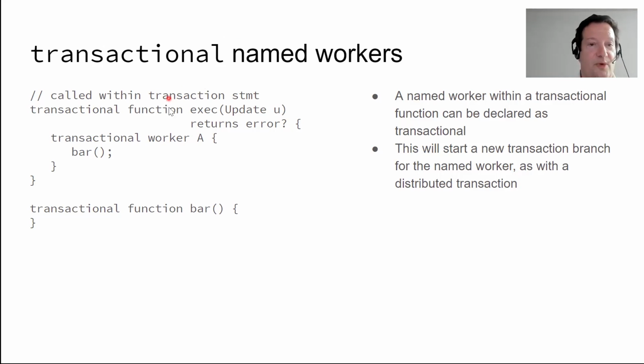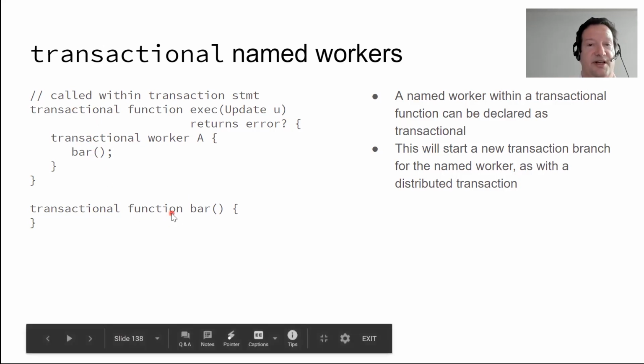So if you've got a transactional function, you can have a worker in it be transactional. And what that means is that the strand for this worker will have its own separate branch that will be joined to the branch on which this is executed. And that works very much like a distributed transaction. So if I have transactional here, I can, if I want, have transactional here, that'll start a new branch, and then I can call a transactional function from that.